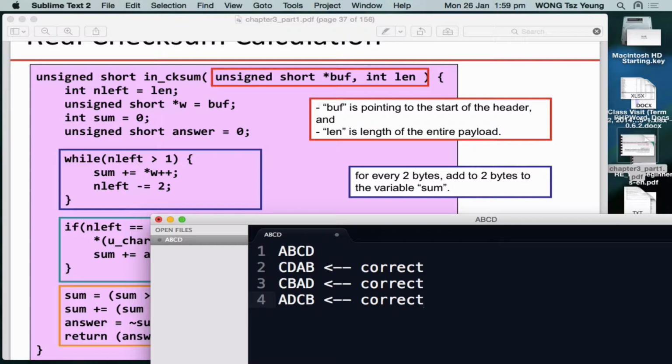Any other idea? Any other options? Should be no, guys. Yeah, should be. All right.